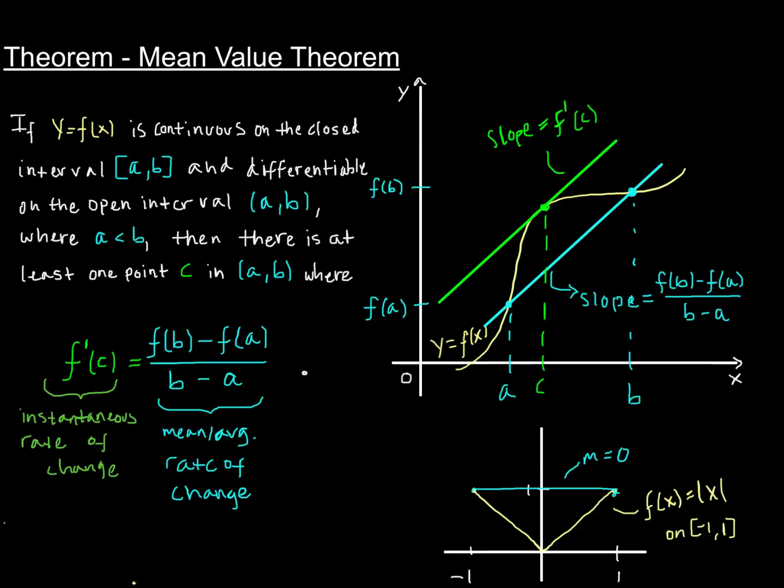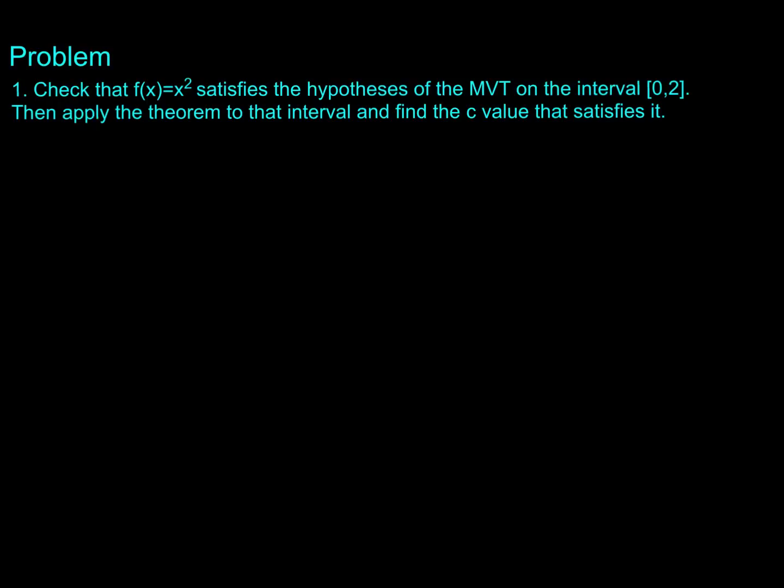So now let's go ahead and take a look at a couple of examples. Okay, so we're going to take a look at the function x squared, make sure that it satisfies the hypotheses for the mean value theorem on the interval from 0 to 2, and then we want to apply the theorem to that interval and find the c value that satisfies the theorem.